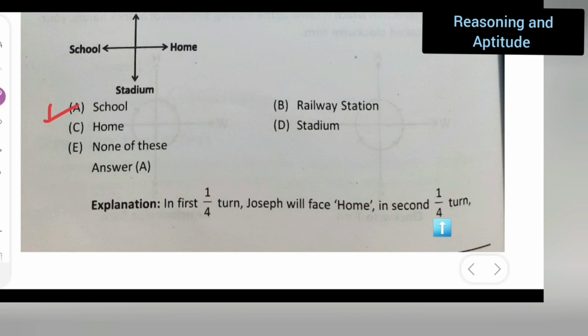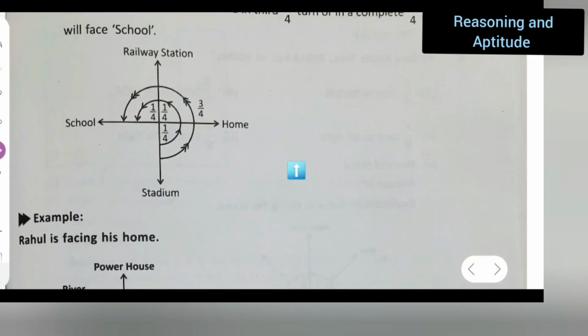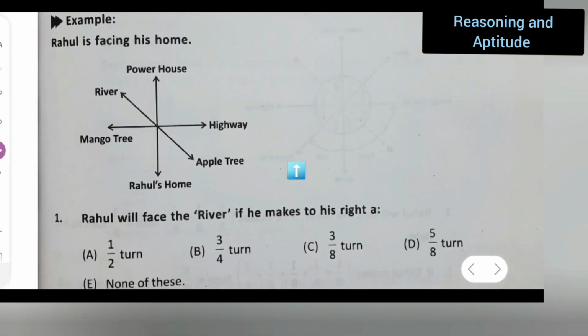You can take down this. Here is the explanation part. I have given you all over here. The explanation part is right over here. Now moving towards the next part. The next example. Let us see the next example. Rahul is facing his home. Now there is a powerhouse, there is a mango tree, there is a highway and Rahul's home. So he is facing towards his home, which is already given.